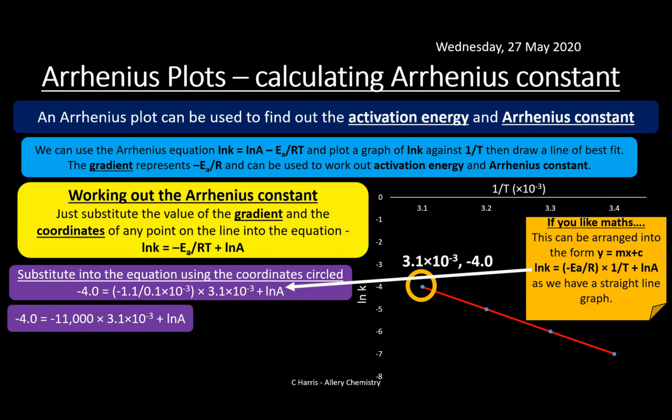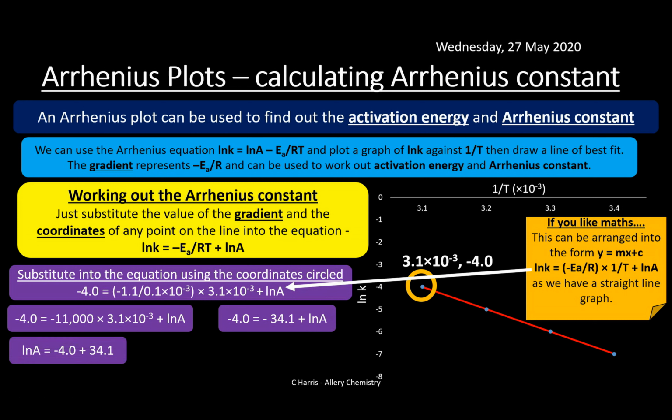Then what we have to do is rearrange, or simplify, that. You can see our gradient was 11,000, taken from the previous slide, that's how we worked out our gradient before. I'm going to multiply those two numbers together, and we get 34.1. I'm just breaking it down so you can see exactly what's going on. So it's minus 4 equals minus 34.1 plus ln A. Then we make ln A the subject because we want to work that out, so ln A equals minus 4 plus 34.1.